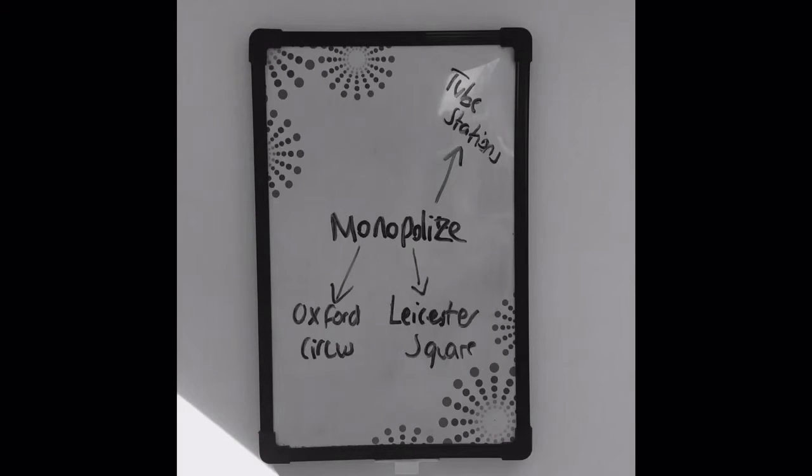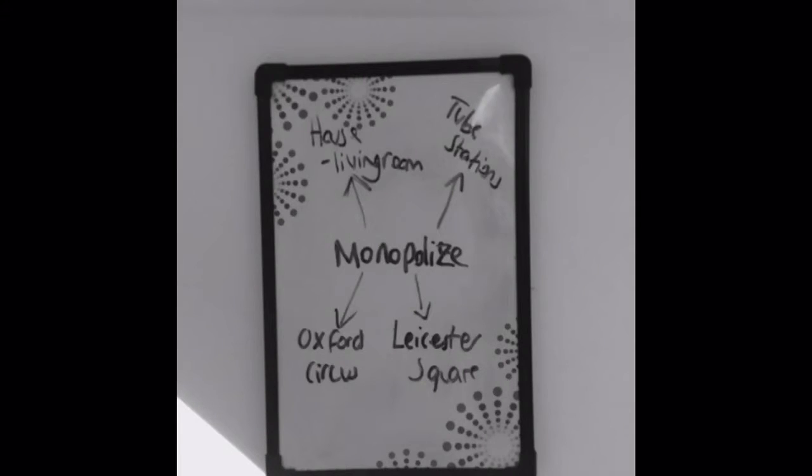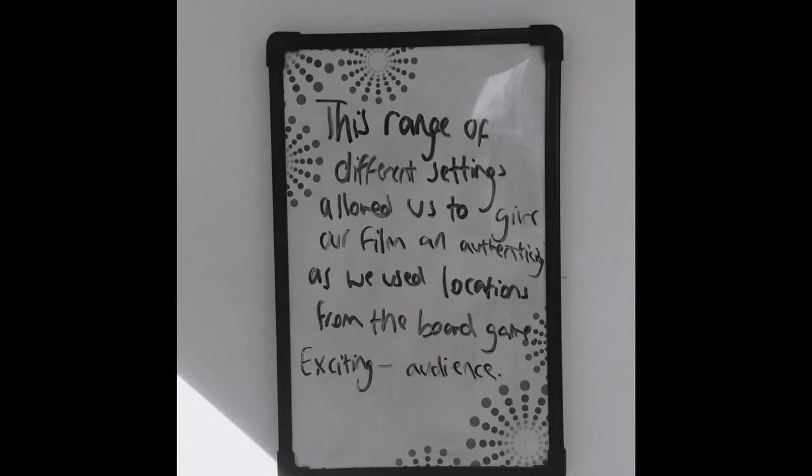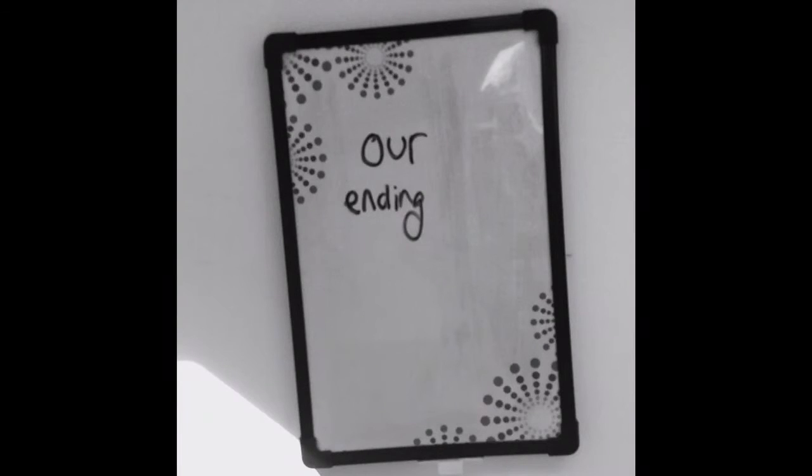We've used Oxford Circus and Leicester Square as obviously they're featured on the board itself. This provides a sort of authenticity to our film, which I think is quite good. The range of different settings allowed this obviously. And this is very exciting as audiences can relate.